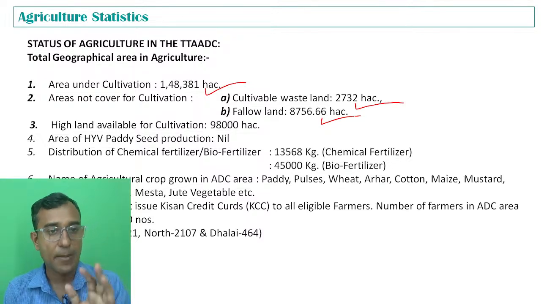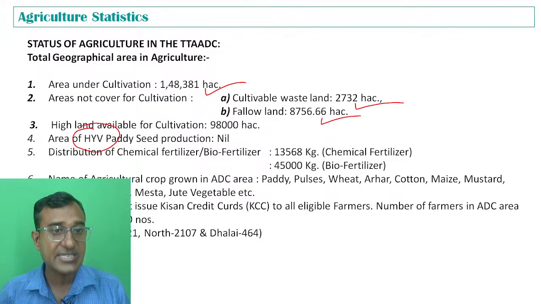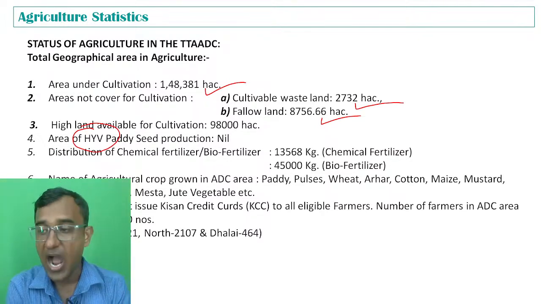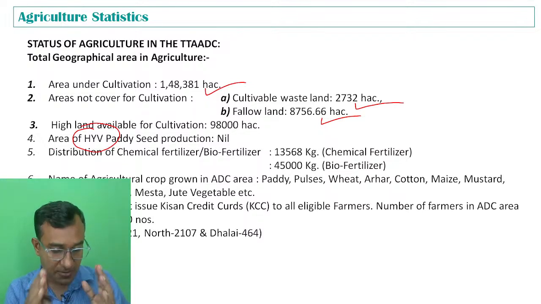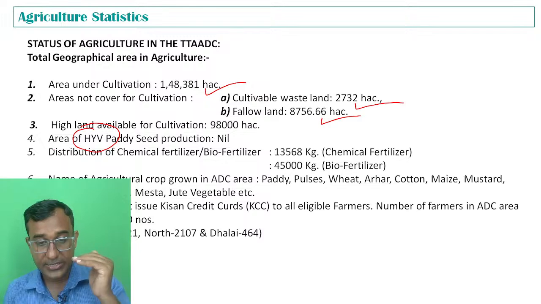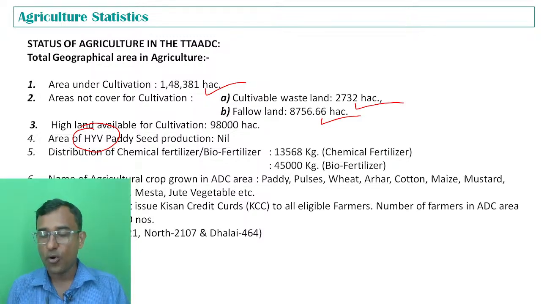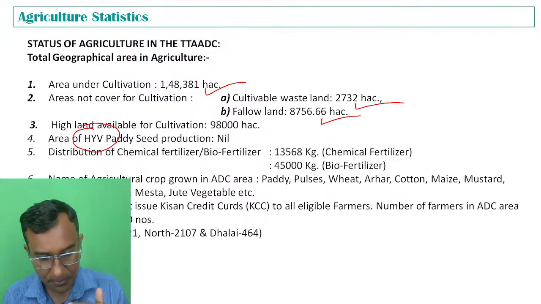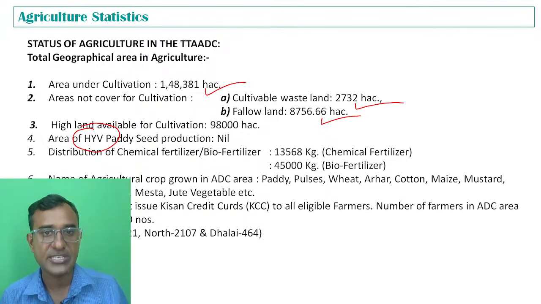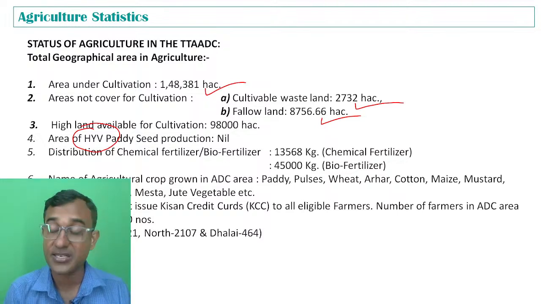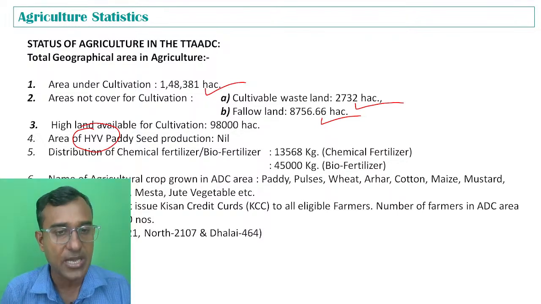About high yield variety, sometimes you can see this abbreviation HYV, high yield variety. That means those varieties of seeds which, if you plant them, will give a much better yield, but in Tripura basically it's a bit less, and for TTAADC of course the data is nil. They don't have the data. It doesn't mean that it's not happening. It's happening, but they don't have the data.